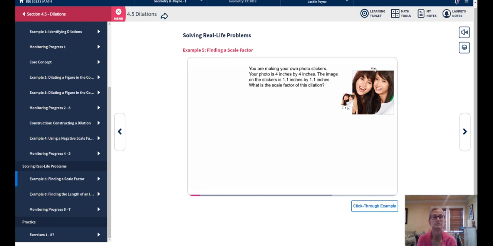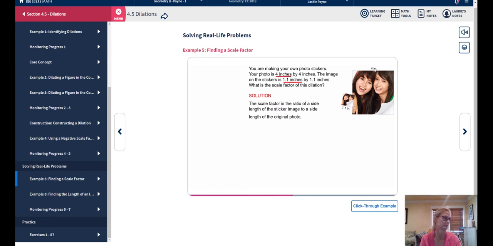Your photo is 4 inches by 4 inches. The image on the stickers is 1 1/10 inches by 1 1/10 inches. What is the scale factor of this dilation? Solution. The scale factor is the ratio of a side length of the sticker image to a side length of the original photo. A side length of the sticker image is 1 1/10 inches, and a side length of the original photo is 4 inches.